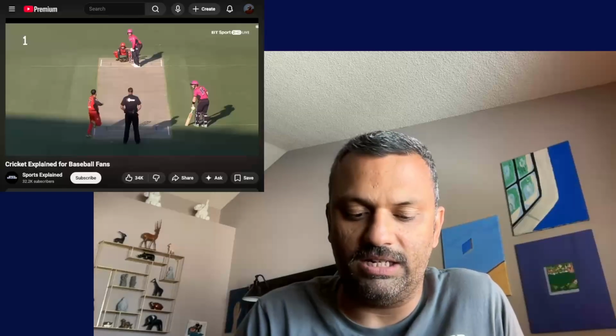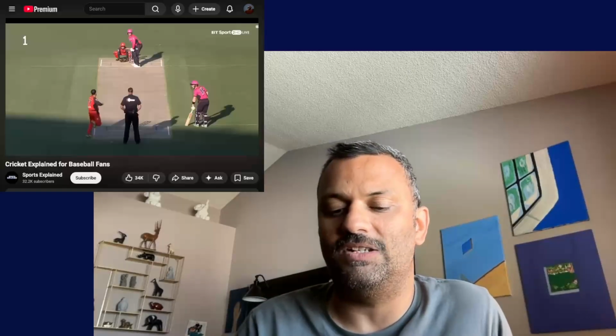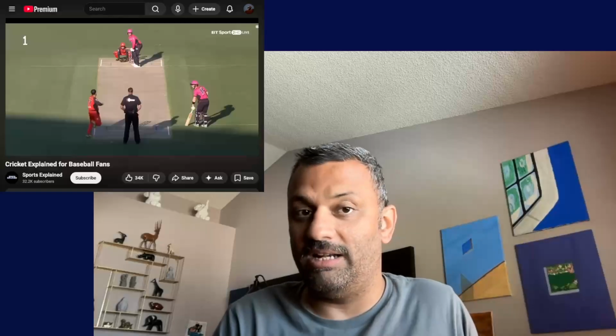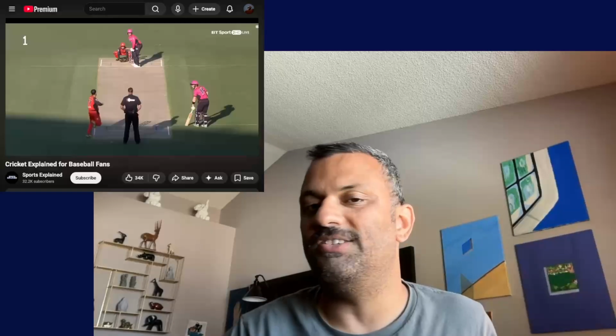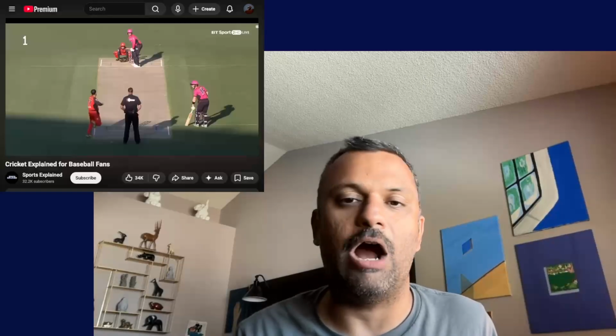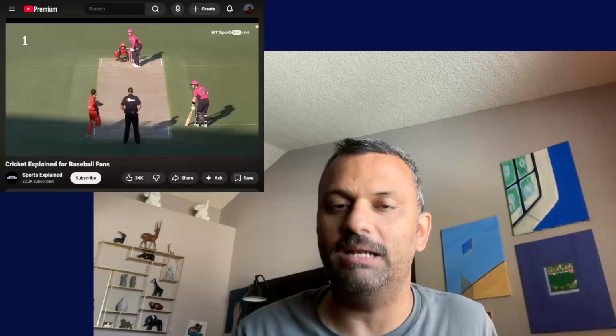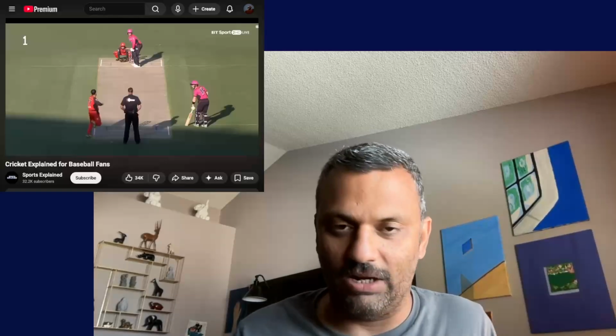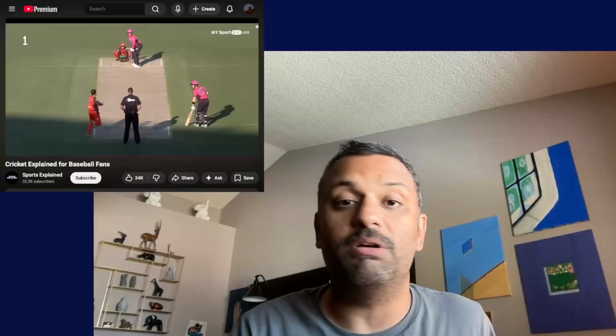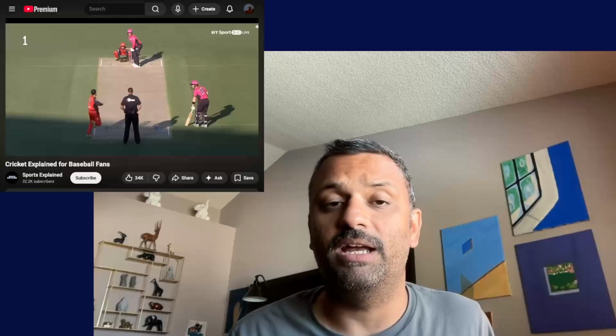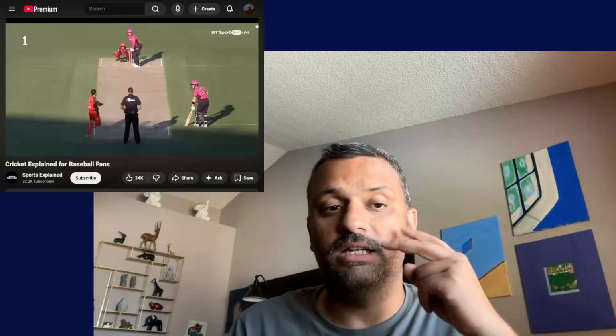If the fielding team gets 10 wickets, their innings is over. It doesn't matter what type of format they're playing or how many pitches are still remaining. If you get 10 batters out, it's the end of the innings, and you don't repeat innings. They're done.